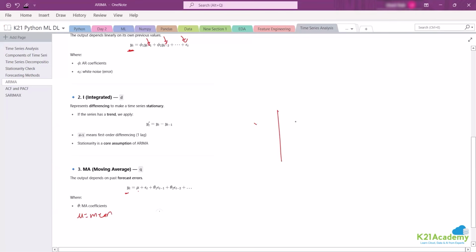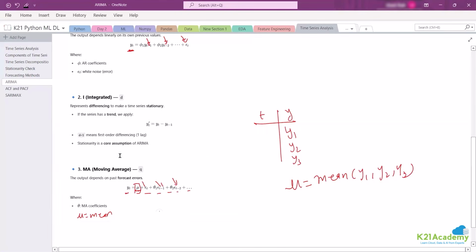Suppose we have data like y1, y2, y3. The mu will be the mean of y1, y2 and y3, so for the entire data we are calculating the mean. After that we add the error terms for each and every timestamp. This component is called the moving average component. Moving average doesn't mean that we are doing exponential smoothing here. We are just adding the mean term, and after that the error terms are getting added.